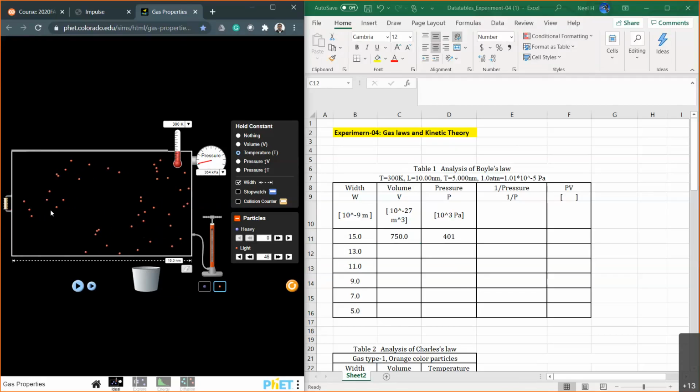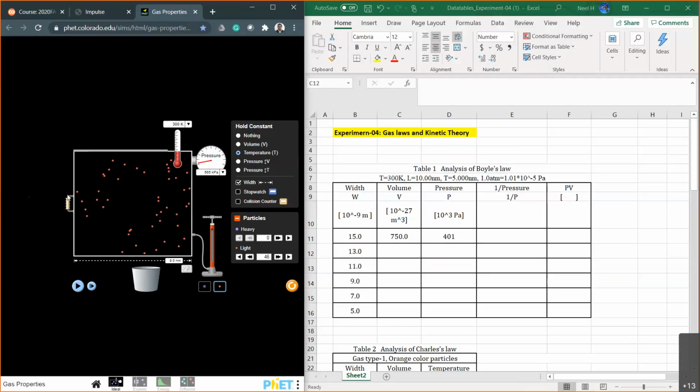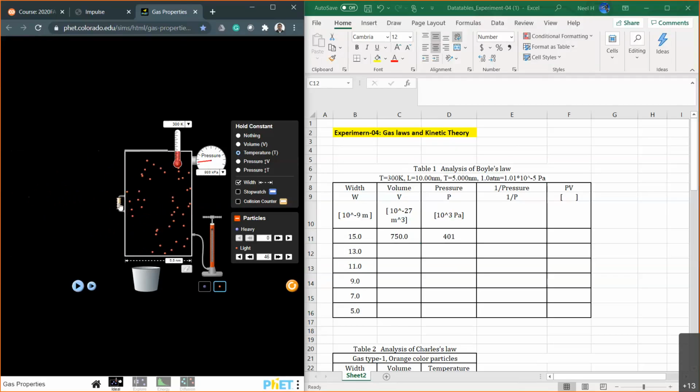So look at the earlier pressure, the starting pressure. And let me go back and then see what happened to the pressure. Is it changing every time when I do any changes? Yeah.